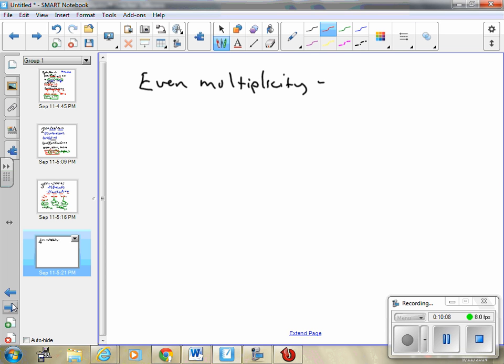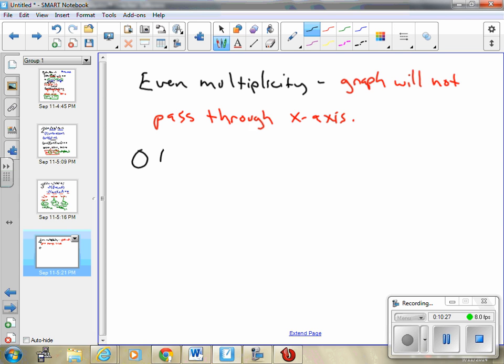Whenever you have an even multiplicity, the graph will not pass through the x-axis. Instead, it's only going to touch it. However, we will see here in a moment that when we have an odd multiplicity, the graph will actually go through the x-axis.